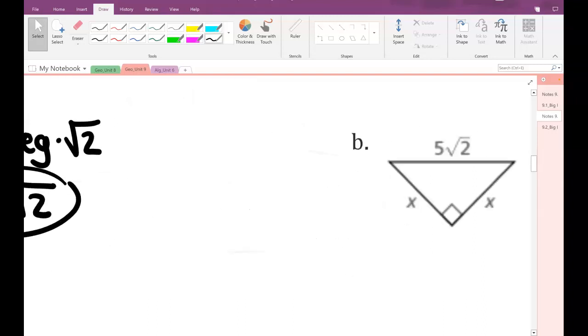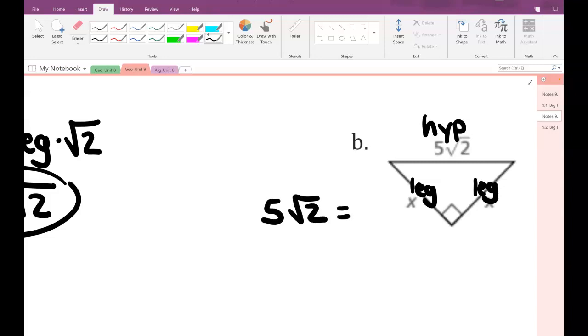For example B, now we're given that our hypotenuse is 5 square root of 2, and the two legs are length x. And they're both the same because it's a 45, 45, 90. That's always going to be true. For 45, 45, 90, your two legs will always be the same. So using the same formula, our hypotenuse is equal to our leg times the square root of 2. So 5 square root of 2 is equal to x times the square root of 2.